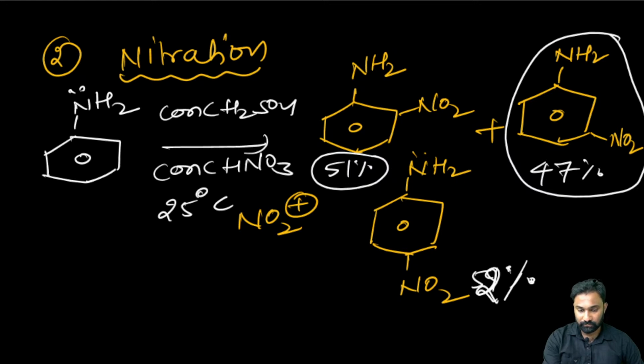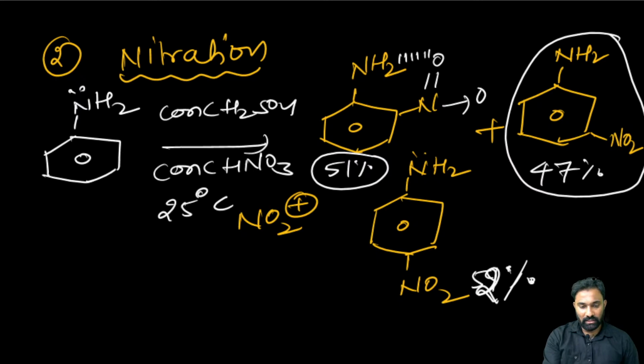Can anyone tell me why the nitro group at the ortho position is more stable? Yes, my dear friend, due to the presence of hydrogen bonding. Good, Pranit, good. Due to the presence of hydrogen bonding, it is more stable, right? You have to be very careful with this one. There the hydrogen bonding will be there, and due to it, it is more stable.